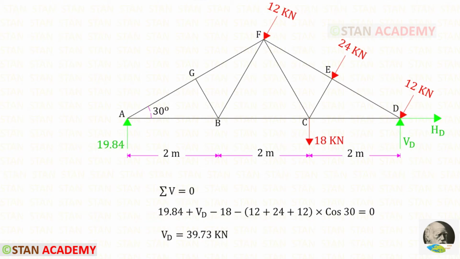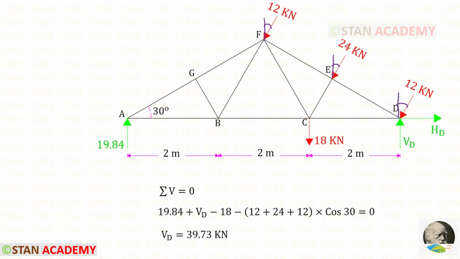Now let us apply the rule sigma V is equal to 0 and find VD. VA and VD are acting upwards, so both of them are positive. 18 is acting downwards, so it will be negative. These loads are inclined. We have to resolve them in the vertical direction. We need to find this angle.